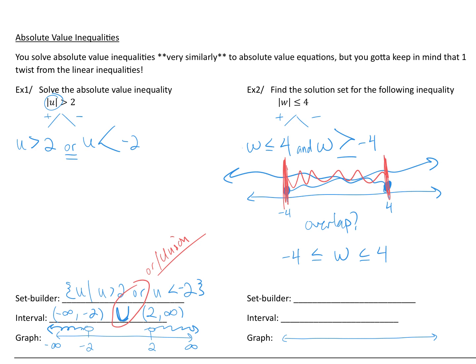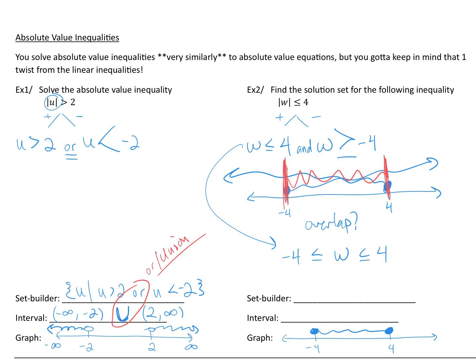Most times you do not need to make that jump, but if you do, I would say graph it, find the overlap, and then change it to a single inequality like this. The graph I'm going to put down here for the answer will be -4 to 4, again, both with solid dots, but only shaded between.